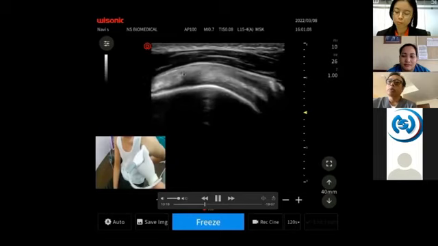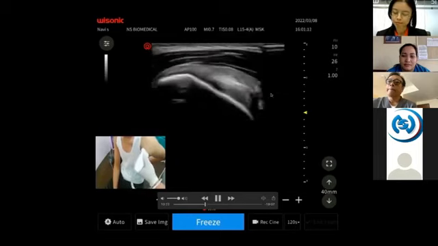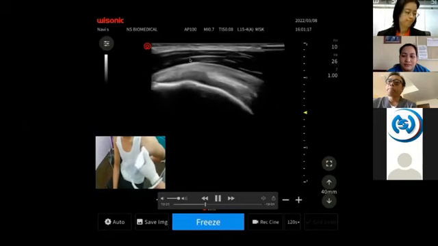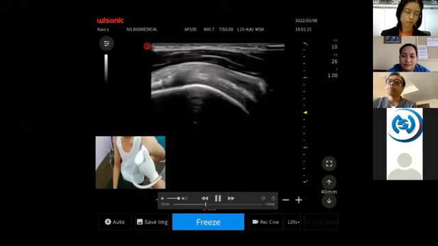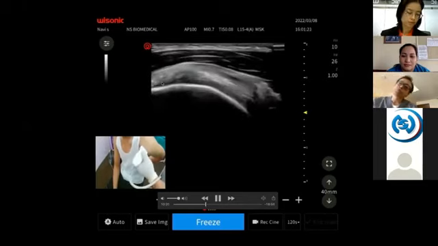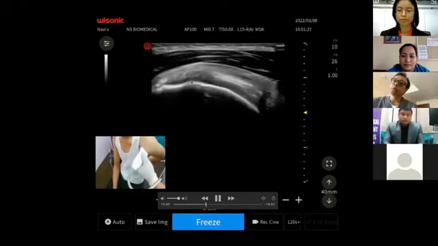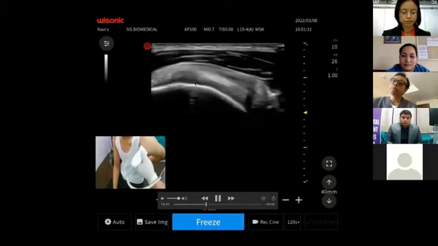Just below this subacromial subdeltoid bursa, we can see the supraspinatus muscle, the long fibers. We can see the fibrillar pattern of the muscle fibers. Below the supraspinatus muscle there is a hypoechoic cartilage, which is the articular cartilage, and below the articular cartilage, the hyaline cartilage, there is this white line again, which is the head of the humerus cortex.